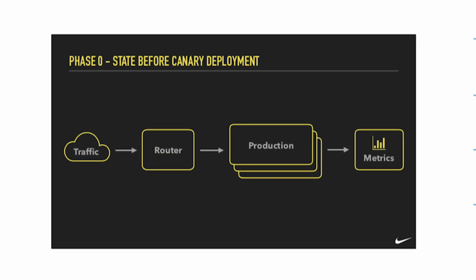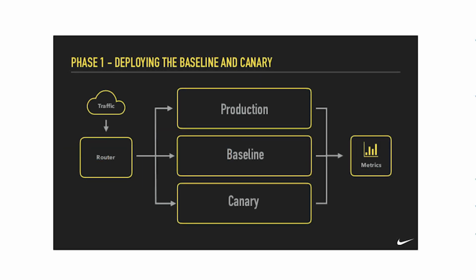Okay, now we can start thinking about Canary deployments. Let's take a look at the state of our application before a Canary deployment. We have traffic being routed to our production server group. All the instances in that production server group are reporting their metrics to some metric store, whether that's SignalFx, New Relic, or Prometheus. Phase 1 is where we deploy the baseline and Canary groups. This is where we let a small percentage of traffic flow to our experiment and see if our little Canary lives or dies.